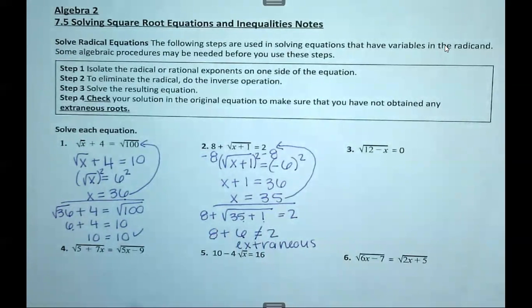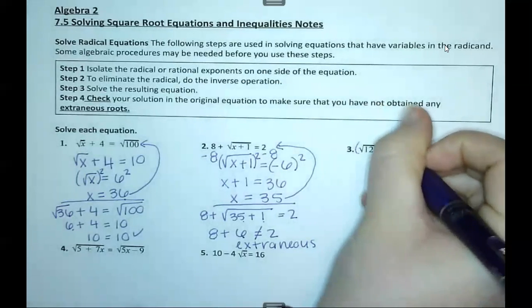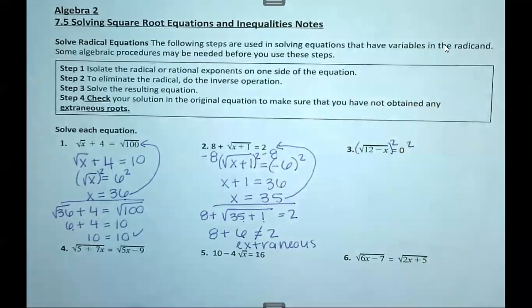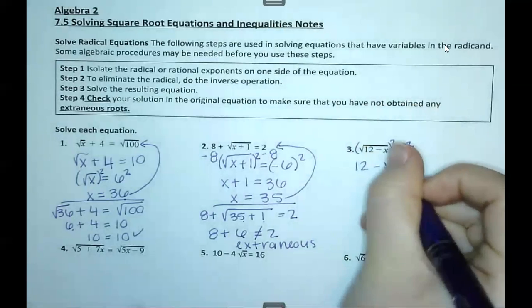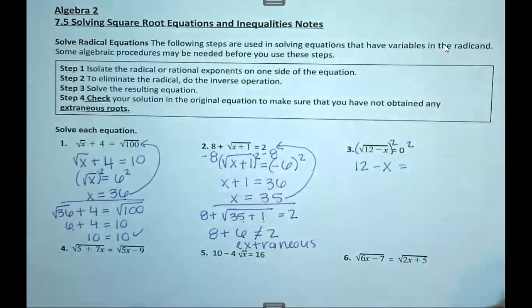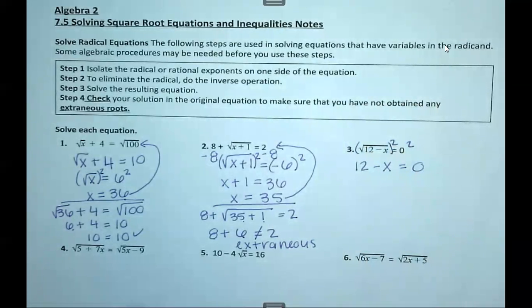All right, number 3. So there's nothing to move. So we have already gotten the radical by itself. We now need to get rid of the radical or the square root. So we're going to do that by squaring. So the square makes the square root go away. We now have 12 minus x equals 0 squared, and 0 times 0 is just 0.